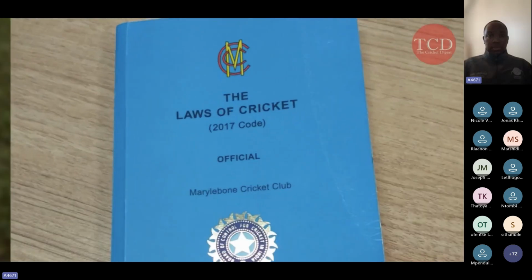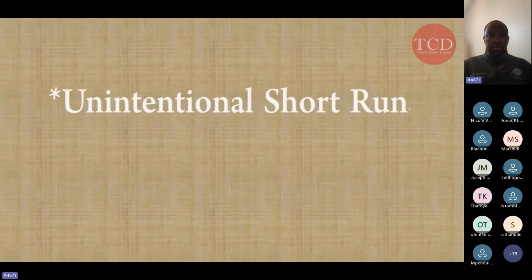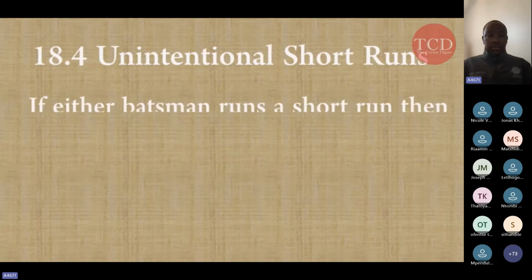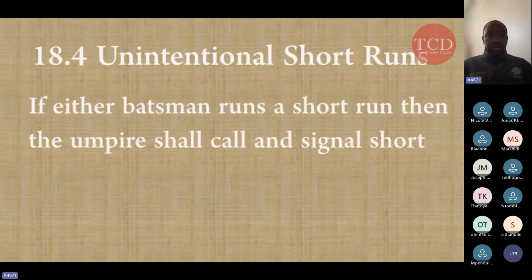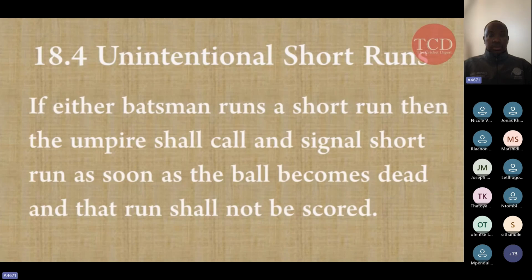Now, let's see what the cricket law has to say about running short. There are two categories in this, unintentional and deliberate. Let's take a look at unintentional short running first. If a batsman runs short, then the umpire shall call and signal short run as soon as the ball becomes dead, and that run shall not be scored. For example, if they run 2 and if they run 1 short, then only 1 run will be scored.